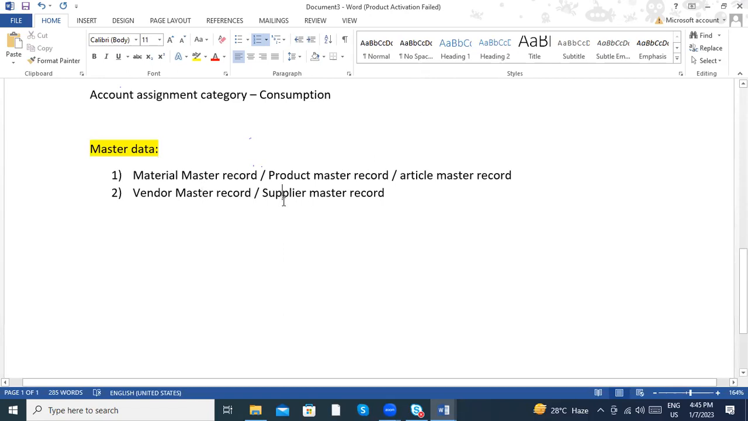And if the vendor has some condition, payment terms conditions, like if you pay within 2 to 3 days of my supplying the goods, then I will give a 2% discount, or if you pay within 1 week, I can give a 1% discount.